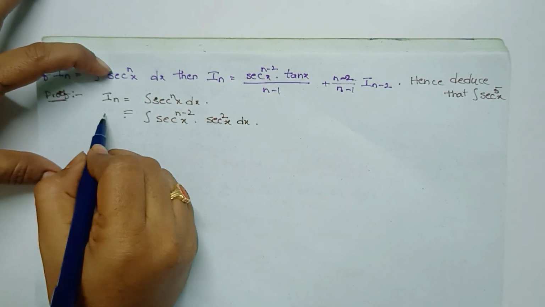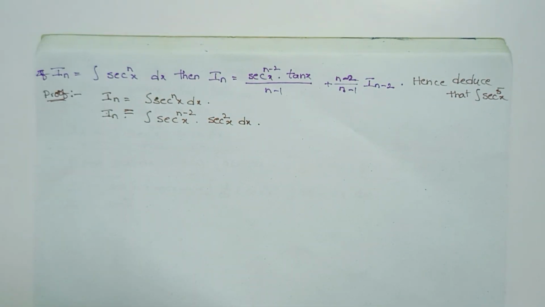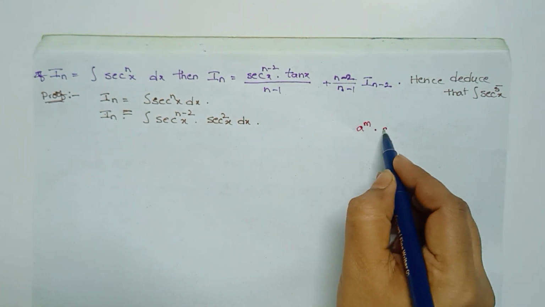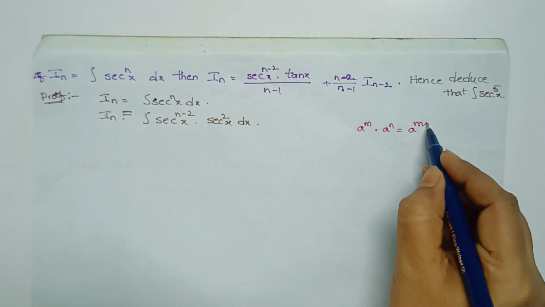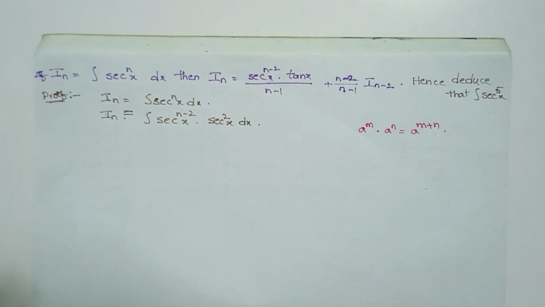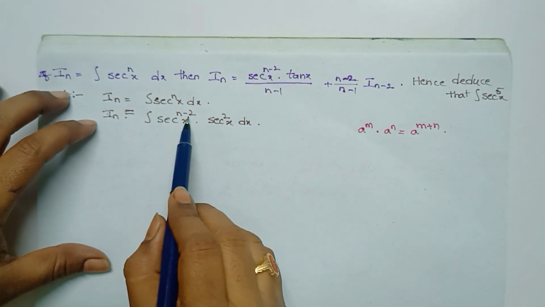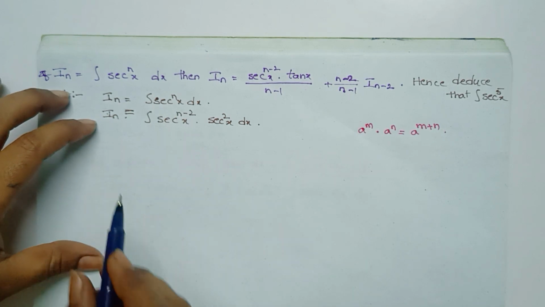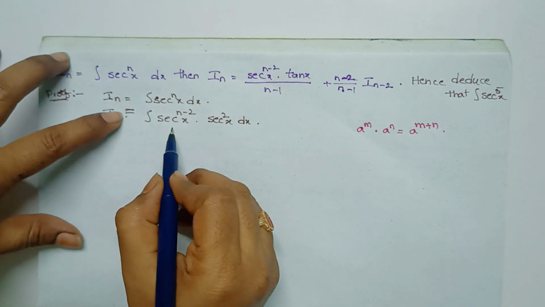We wrote it like this. In is equal to, this is in the form of a power m into a power n. The formula for a power m into a power n is a power m plus n. Here minus 2 plus 2 gets cancelled, and secant power n remains. Okay? After that we have to apply integration by parts.